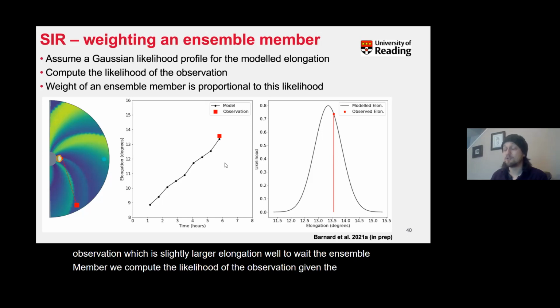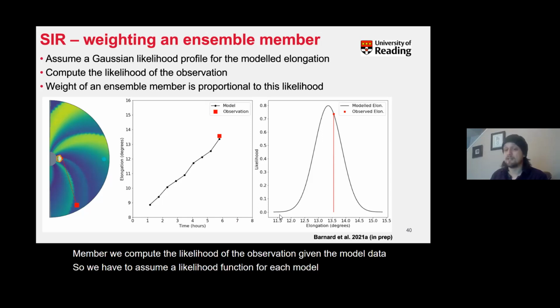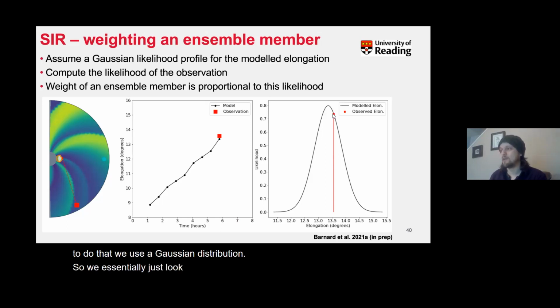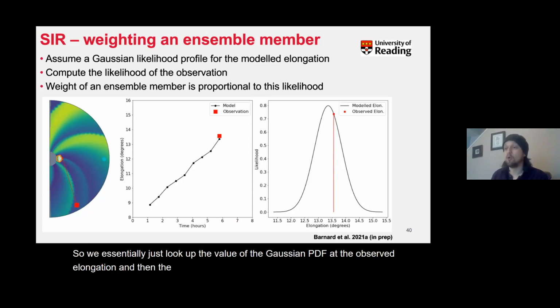So we have to assume a likelihood function for each modeled elongation. To do that, we use a Gaussian distribution, and we essentially just look up the value of the Gaussian PDF at the observed elongation. Then the weight of each ensemble member is proportional to this likelihood.